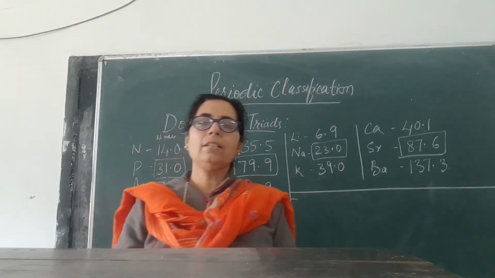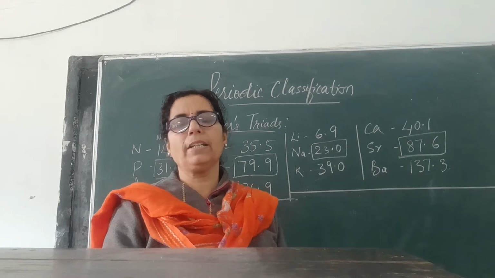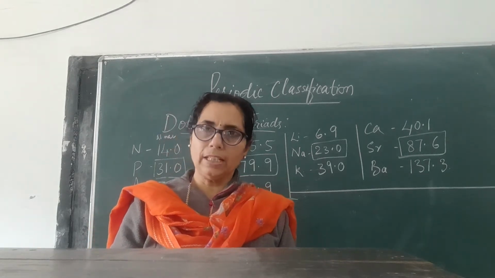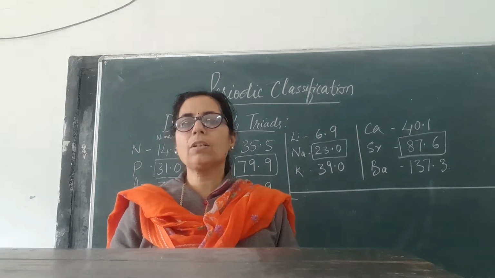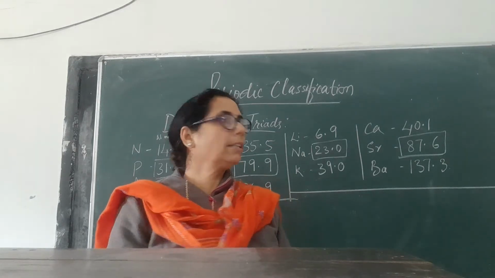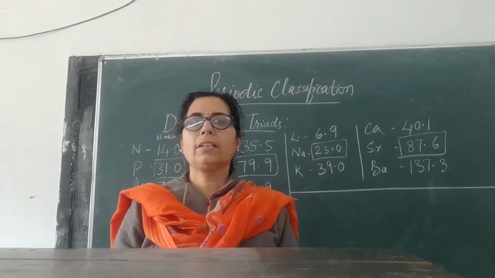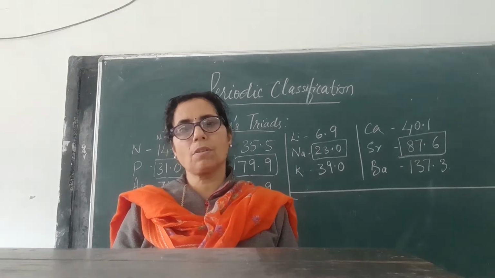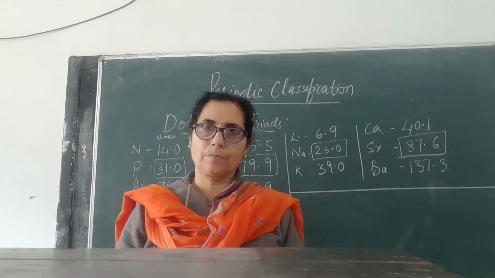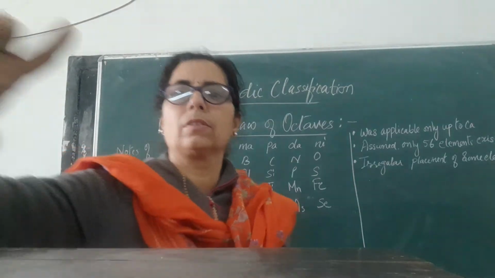Though he made a lot of effort in arranging these groups of elements, his theory was a failure, because he could not give more than these four groups of elements, where he could find out the atomic mass of other elements also. So after this, another theory came forward.